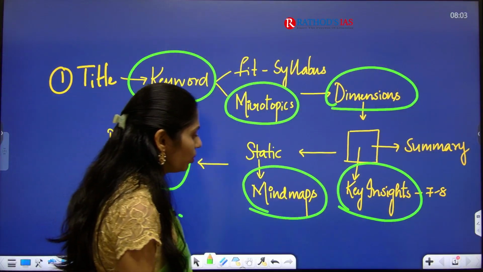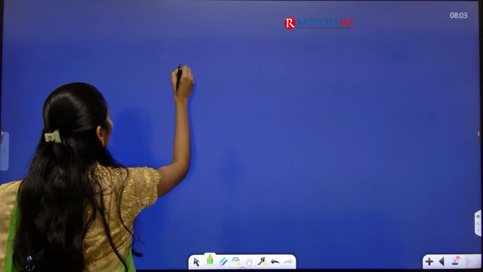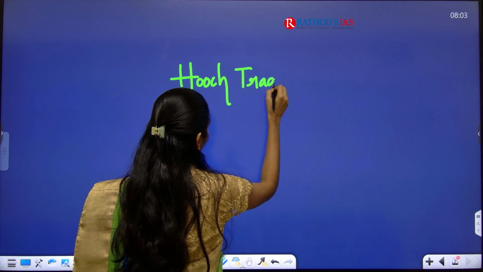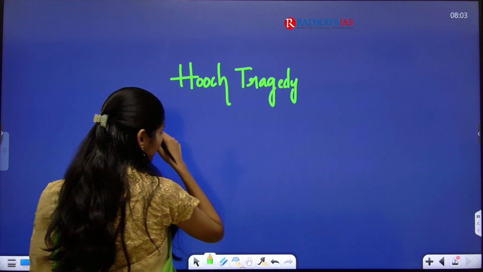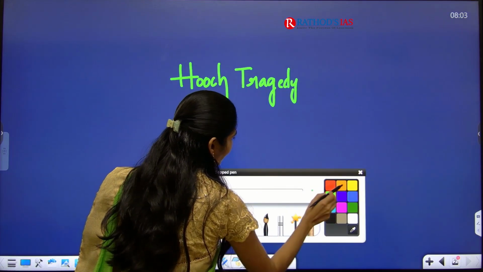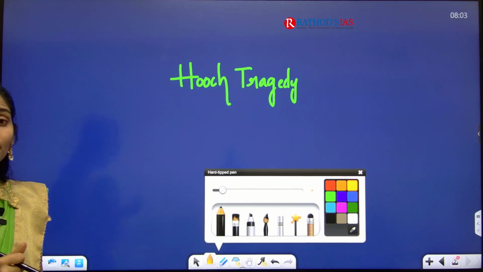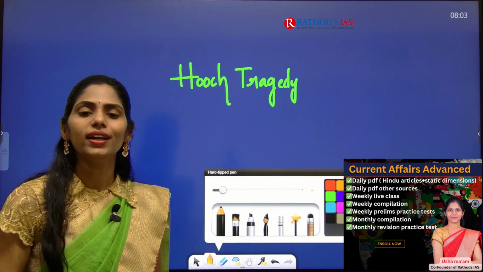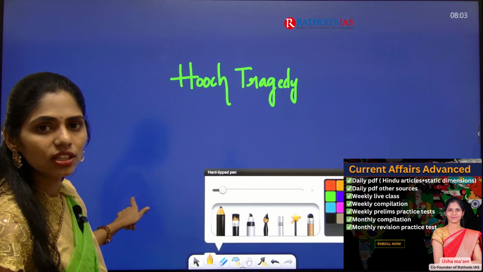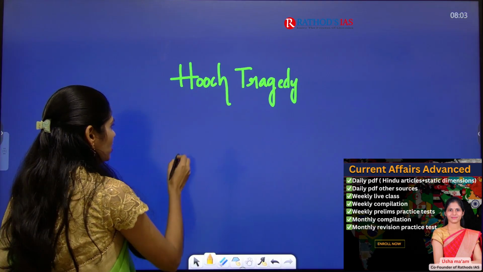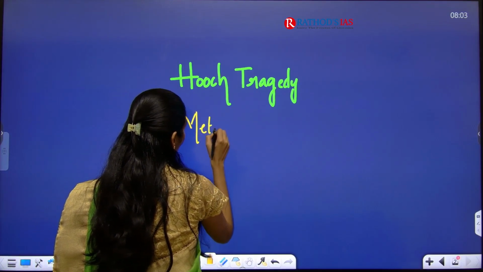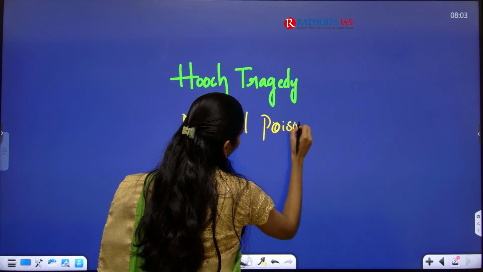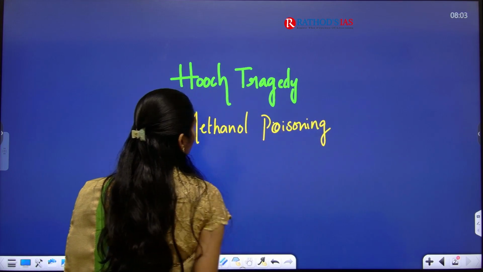Now let me give you the keyword. The keyword is Hooch, Hooch tragedy. What is this? I want to give you some idea regarding this. Many people have a habit of drinking alcohol. Whenever some methanol mixes with this alcohol, it is very dangerous. That type of death related to methanol poisoning is called a Hooch tragedy. So you have to remember that this Hooch tragedy is related to methanol poisoning.